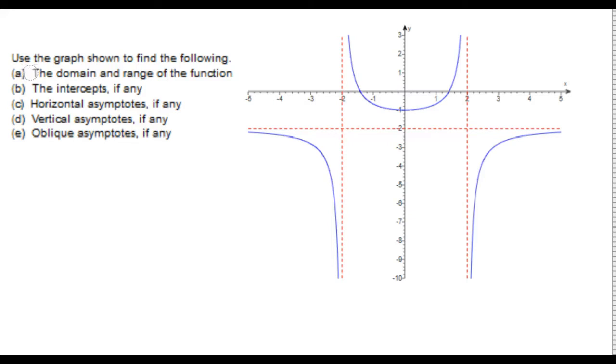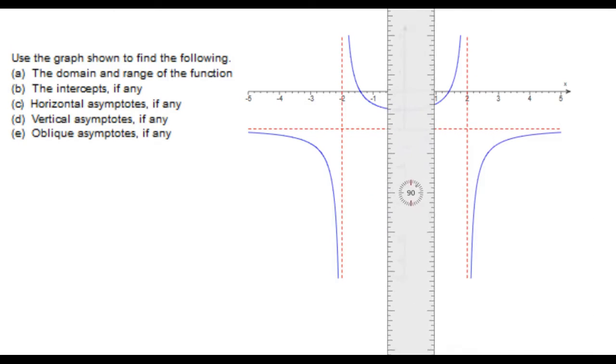In this example, we want to use the graph shown to find the following: the domain and range of the function, intercepts, horizontal asymptotes, vertical asymptotes, and oblique asymptotes. So I'm going to start with finding the domain.